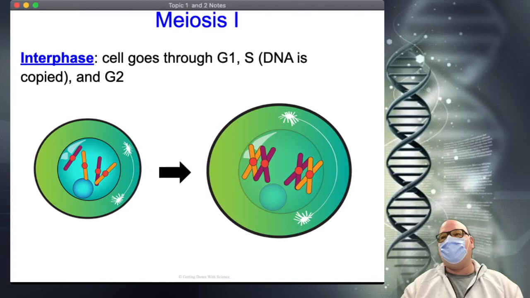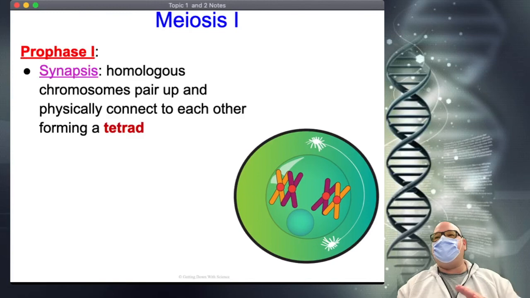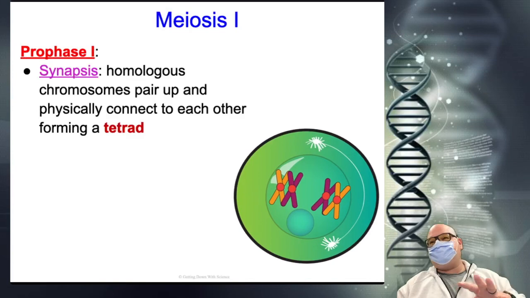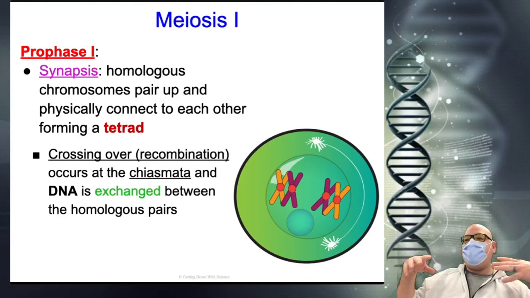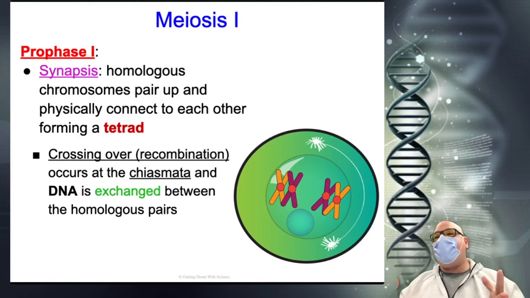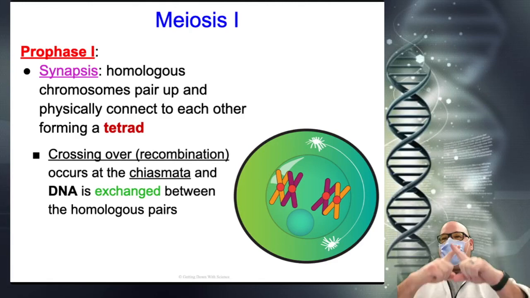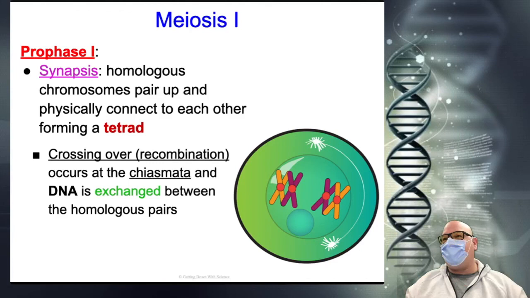Okay, so these homologous pairs physically are connected to each other to make these tetrads. And this is where crossing over happens. Now, this happens at an area called the chiasma. Chi is the Greek letter X. So you can kind of see that these are X. So it's named for an X. I don't know why they couldn't just call it the X area.